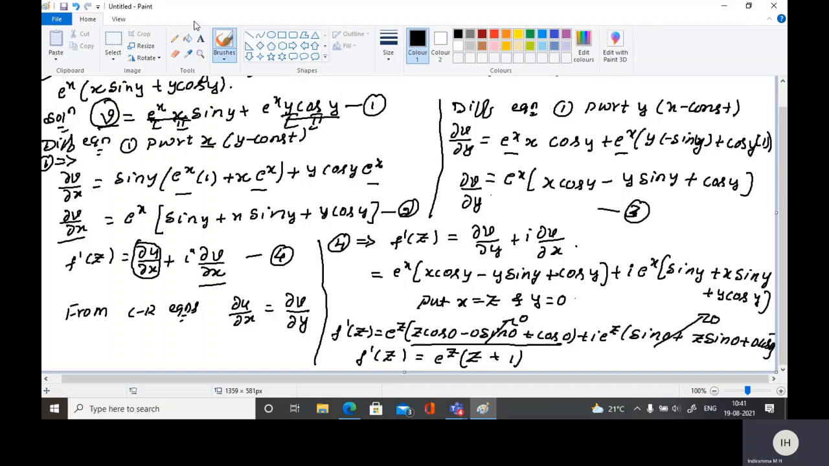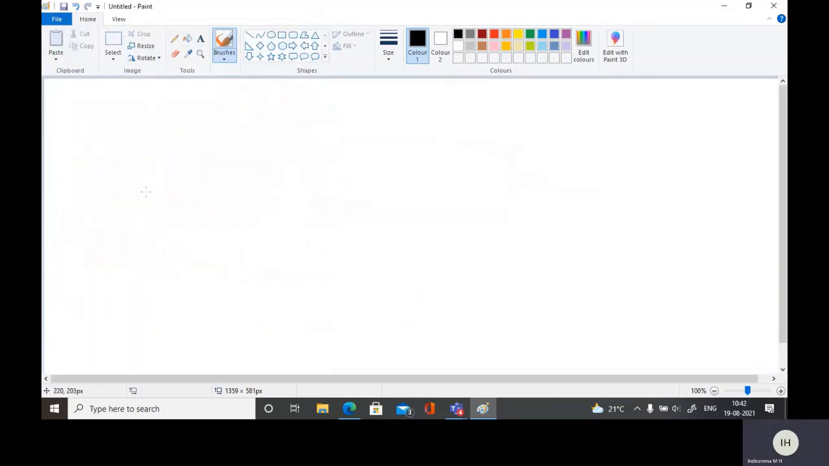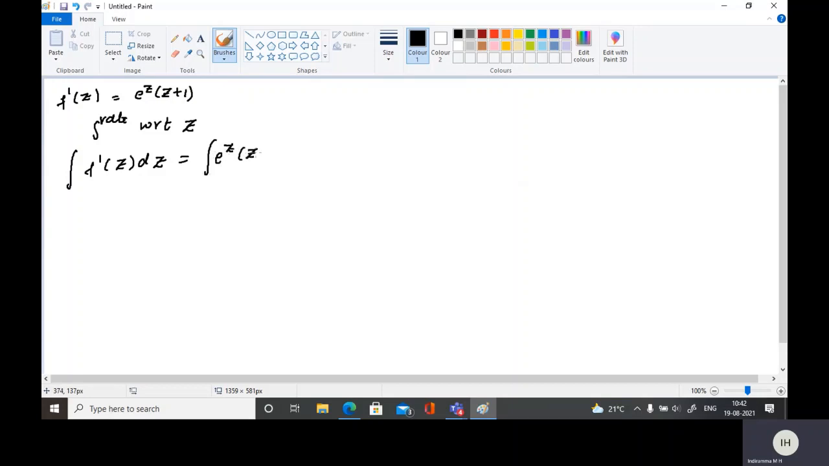From f dash of z we can easily find f of z by integrating. So consider f dash of z, which is equal to e power z into z plus 1. So integrate with respect to z. The integration of f dash of z dz is equal to the integration of e power z into z plus 1 dz plus integrating constant c. So here differentiation and integration cancel, we are left with f of z.